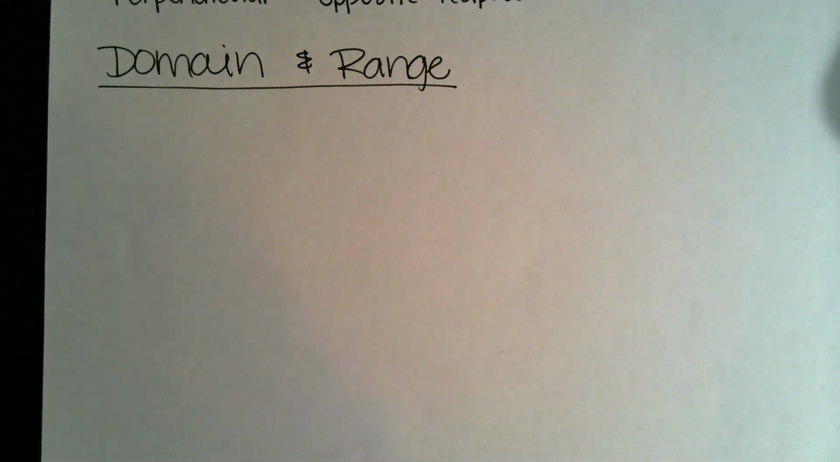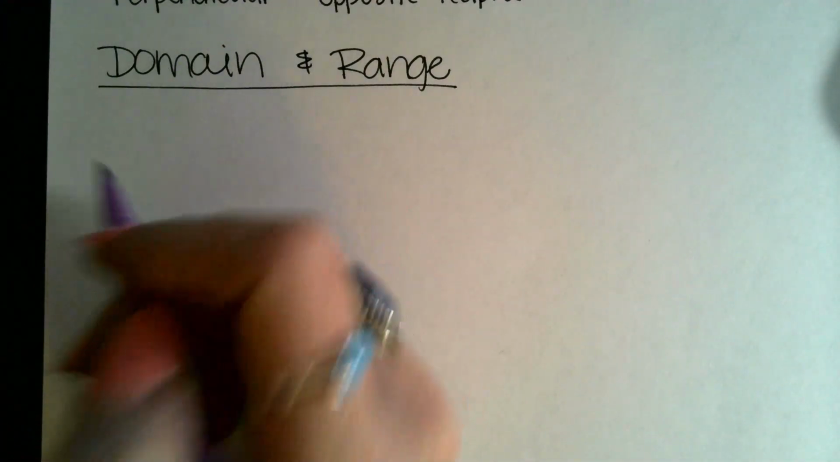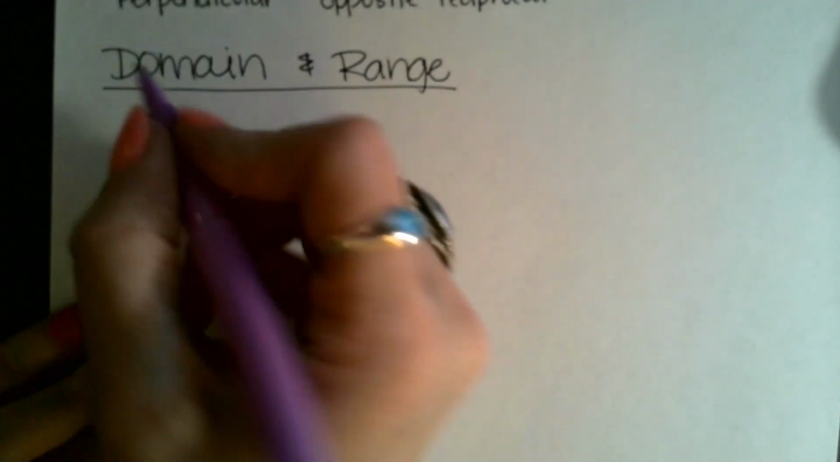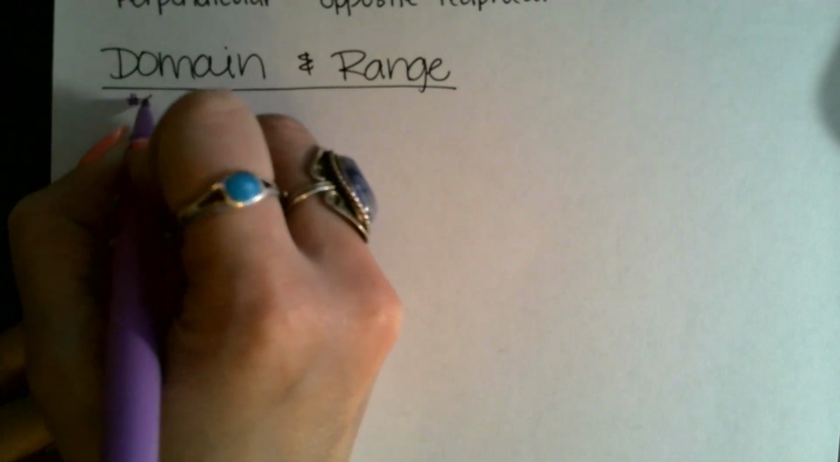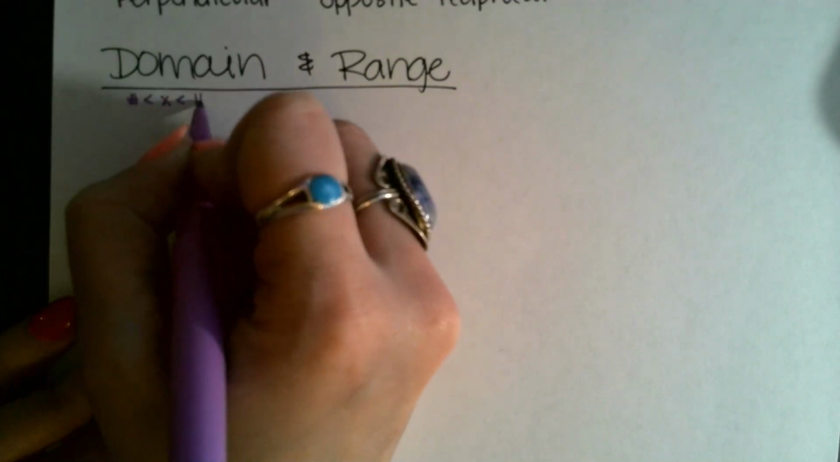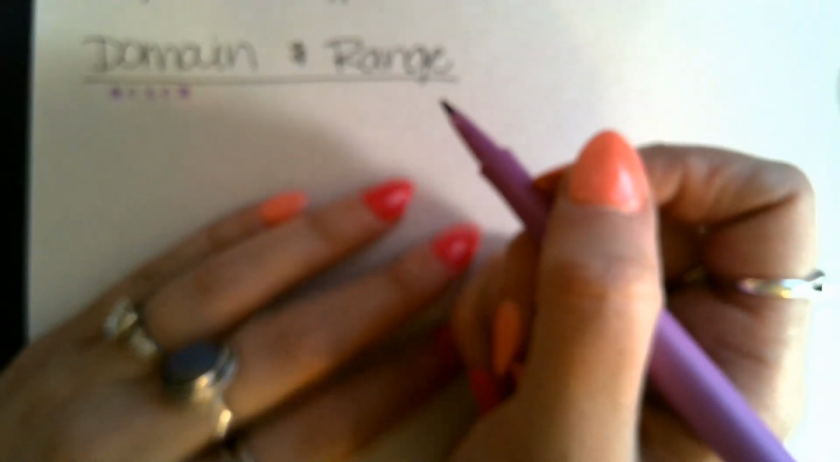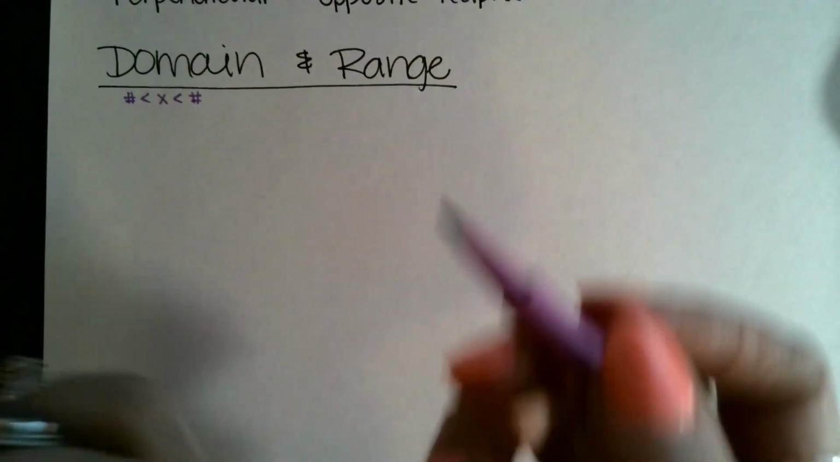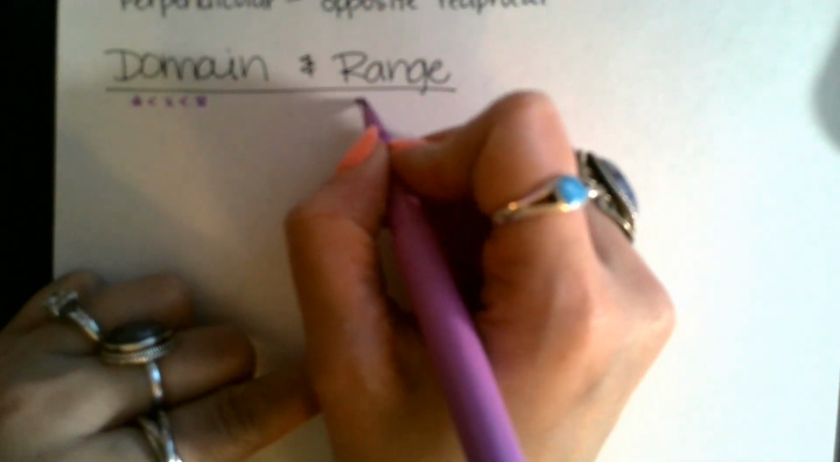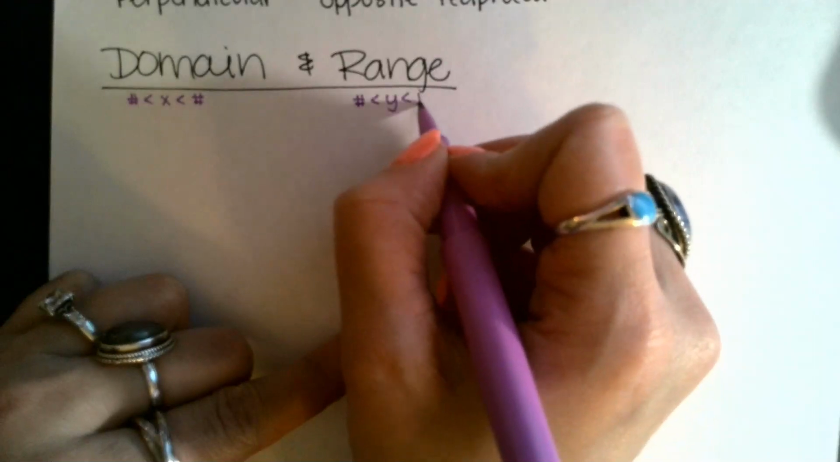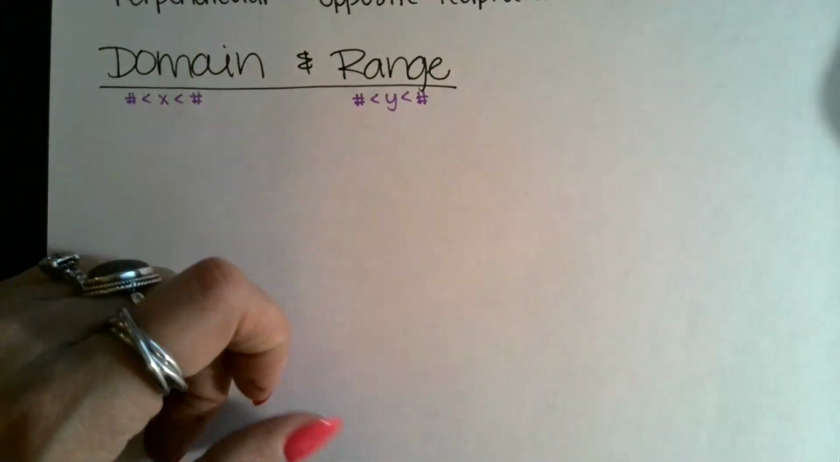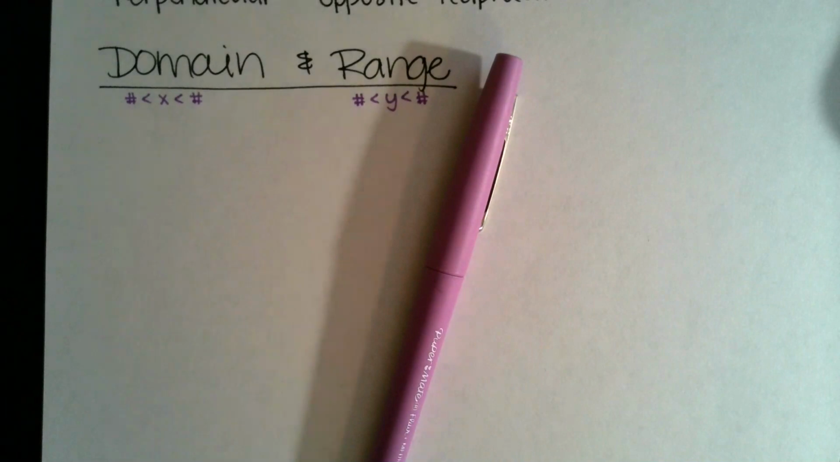All right, so domain represents all of your possible input values. So it represents X. It's going to look something like this, where the numbers are your boundaries, the restrictions on your domain. However, it is possible that if your domain is not restricted on one side, it's just going to be like X is less than a number. And then range is your Y values.